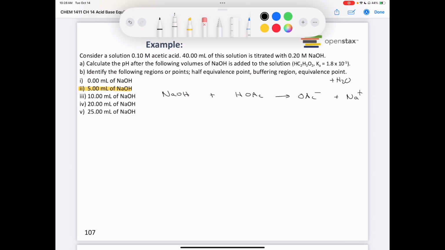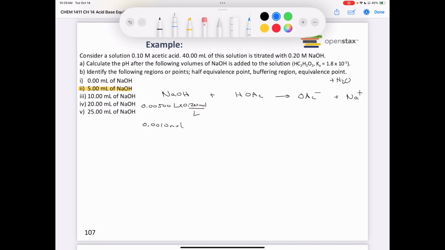So we're going to start out by figuring out the number of moles of our sodium hydroxide. We're adding 5 mL, which is 0.00500 liters multiplied by 0.20 moles per liter. That gives us 0.0010 moles.